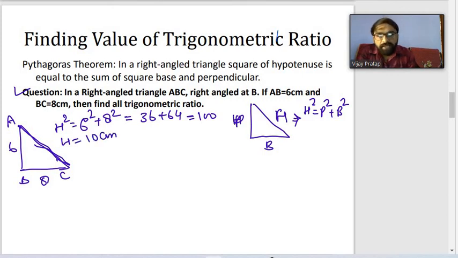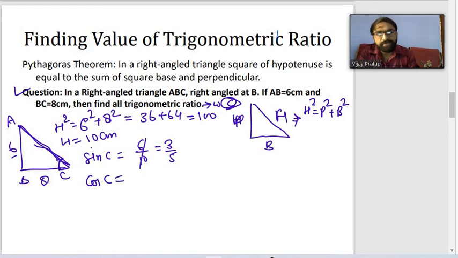Now we will find all the trigonometric ratios with respect to angle C. First we have to find sine C. Perpendicular is 6 upon hypotenuse 10, which equals 3 upon 5. If we have to find cos C, this will be base upon hypotenuse, that will be 8 upon 10, which equals 4 upon 5.